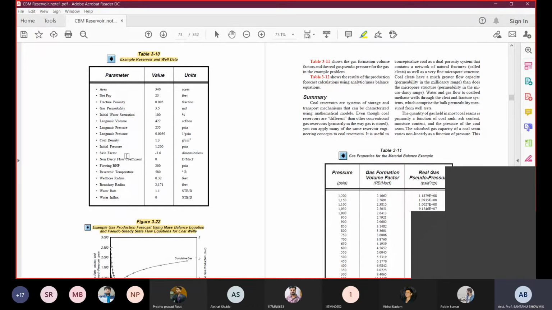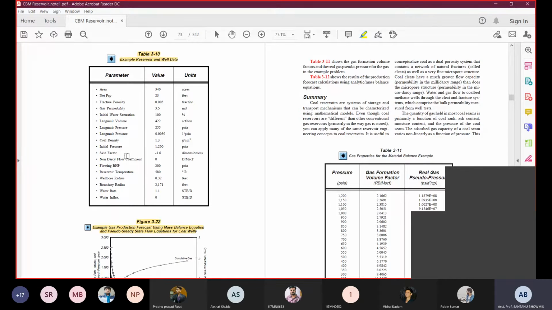Flowing bottom hole pressure. Bottom hole pressure means at that point of the reservoir, at the end of the borehole, what is the total pressure available, and at the surface, what is the total pressure available. There are two different pressures of a borehole: the surface pressure and the bottom hole pressure at the total depth. Then the reservoir temperature, wellbore radius, and the boundary radius. Wellbore radius is the borehole radius, whereas the boundary radius is the total reservoir radius.